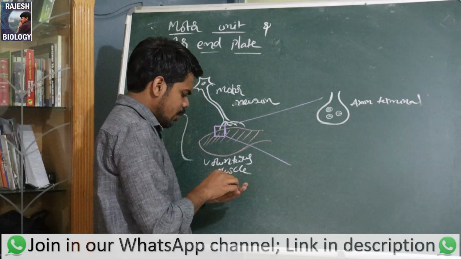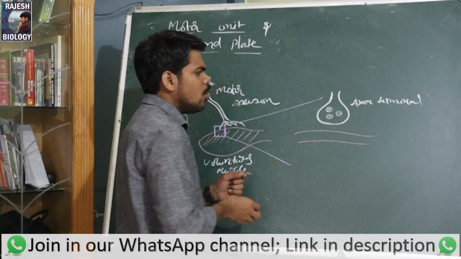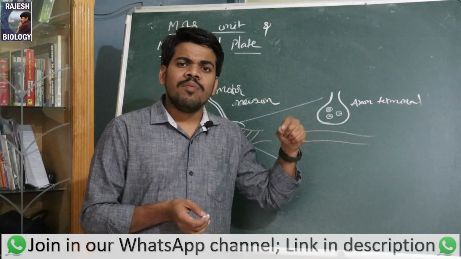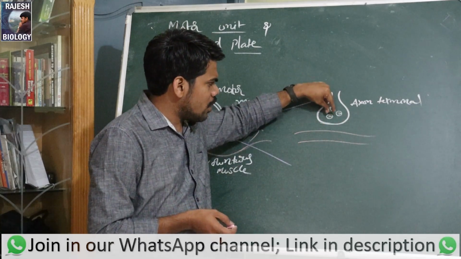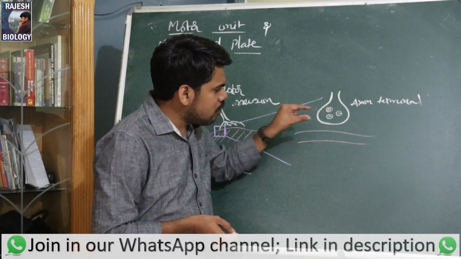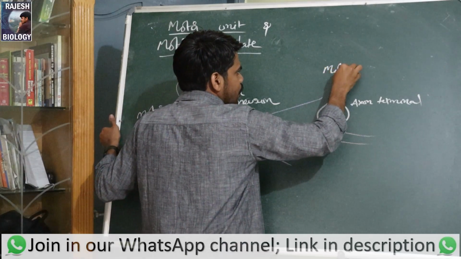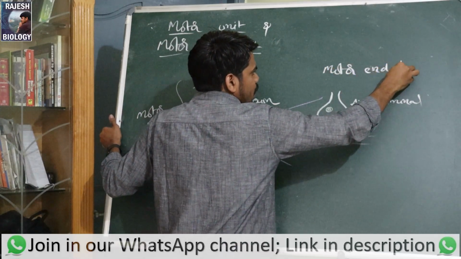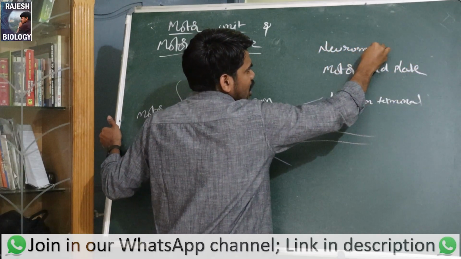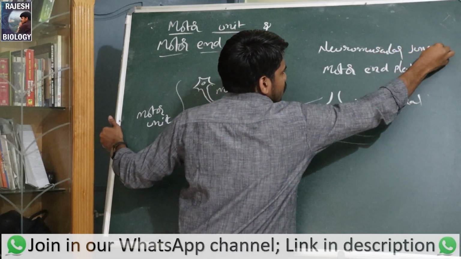So this is the axon terminal, and this is a muscle fiber. The axon terminals of the innervating motor neuron and the respective muscle fibers, both together form the motor end plate. It is also called the neuromuscular junction.